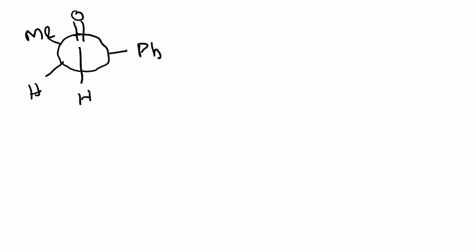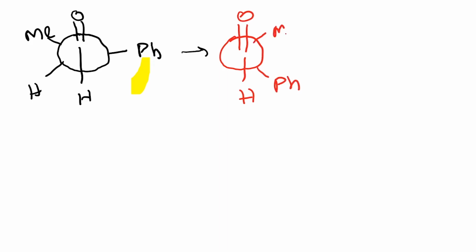Okay, now what I'm going to do is I'm just going to do a rotation. This phenyl ring moves down, and I'm going to draw another conformation like this. So the carbon remains intact. Okay, so the phenyl moves down, the methyl moves from here to here, and then the hydrogen is now perpendicular to the carbonyl.